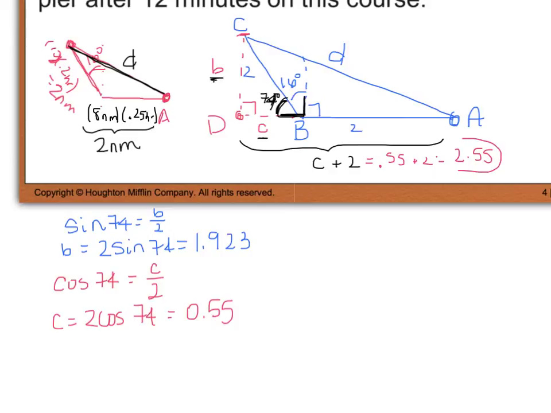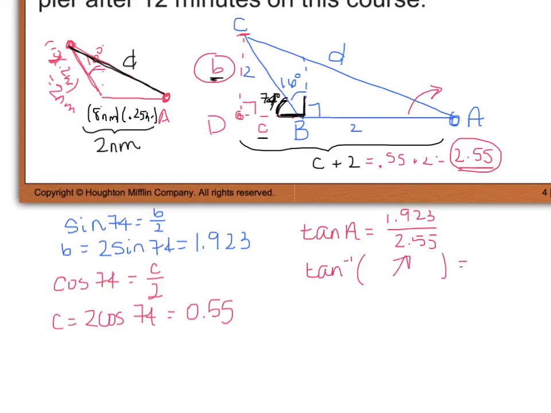But by having this side length here, and knowing what side length B is, I can then go and find this angle. So I'm going to take the tangent, because that's the opposite, and this is the adjacent side. So I have the tangent of angle A is going to equal 1.923 divided by 2.55-ish. Remember, if we do the inverse tangent of this stuff here, and when I type that in my calculator, I end up with an angle measure of 37 degrees.